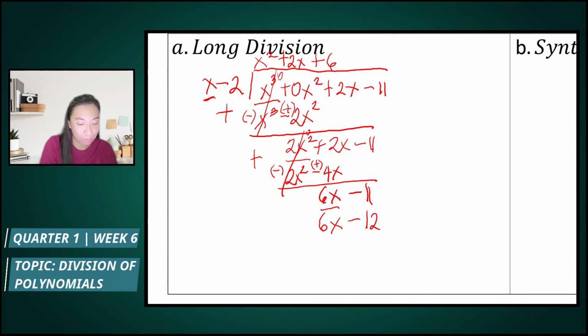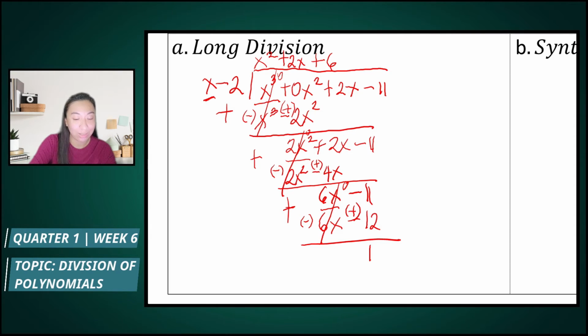And then, proceed to subtraction. Again, following the rule, change the sign of 6x, this becomes negative. Change the sign of negative 12, this becomes positive. And then, proceed to addition. So, 6x plus negative 6x is 0. Negative 11 plus positive 12 is positive 1.